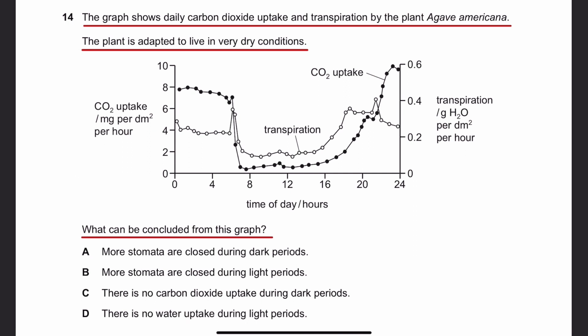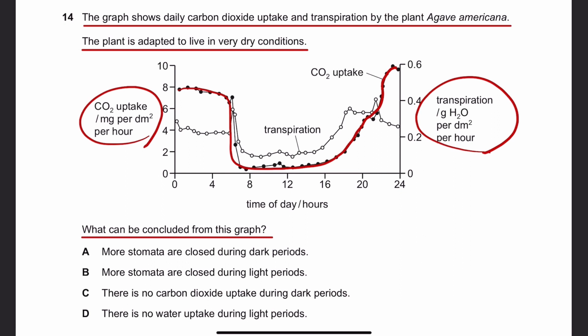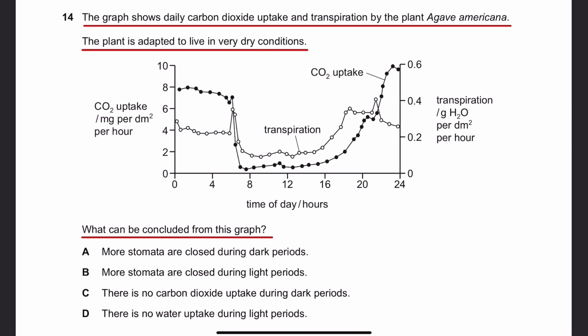So the left side is showing CO2 uptake, and it belongs to this line with black dots. The right side shows the rate of transpiration, and it's shown by the line with the white dots. So as time goes by in the morning, you can see the CO2 uptake is quite high, and it drops during the day, and it goes up during the night.